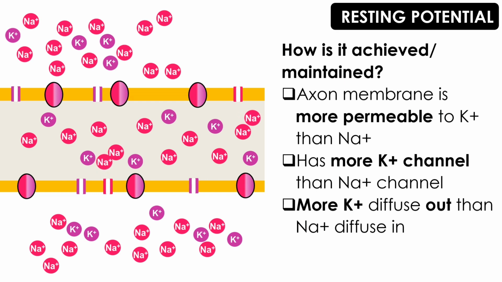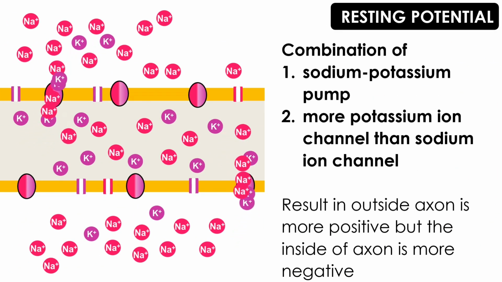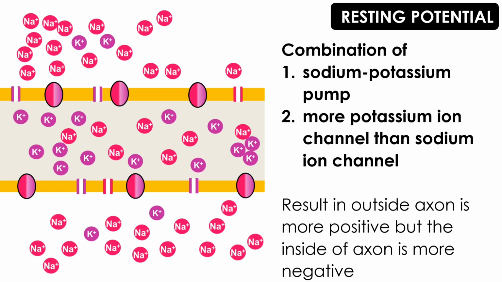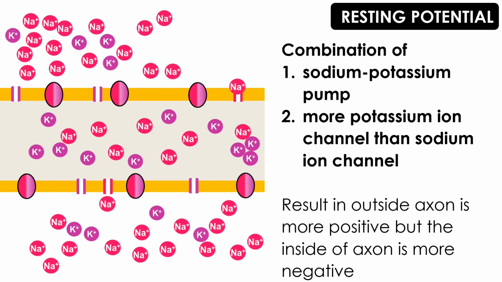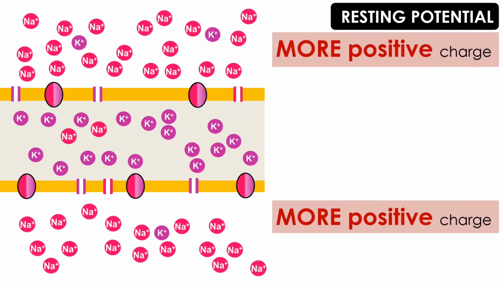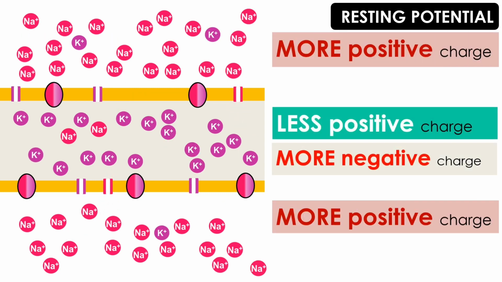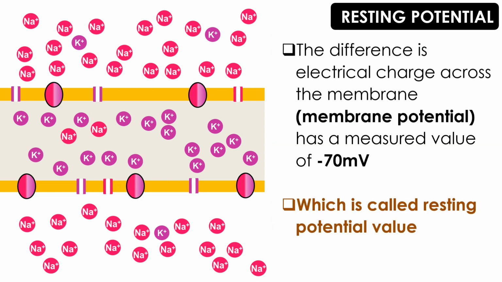It was the combination of sodium-potassium pump activity and the permeability of the axon membrane towards potassium ions that resulted in the outside of the axon having more positive charge compared to the inside of the axon. Next, the amount of positive charges moving across the membrane into or out of the axon creates the measured voltage of minus 70 millivolt that we call resting potential value. That's it for resting potential and how it is established.